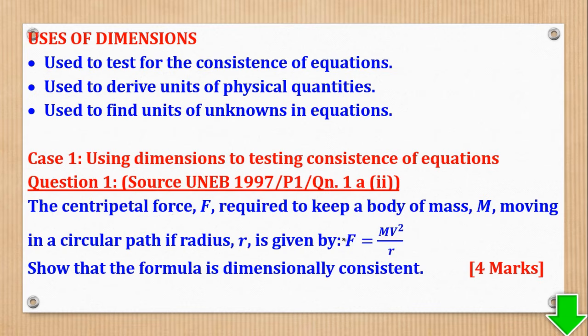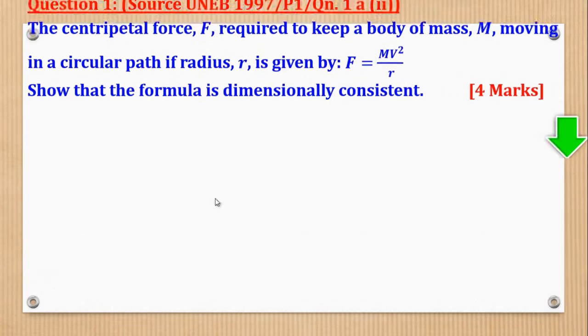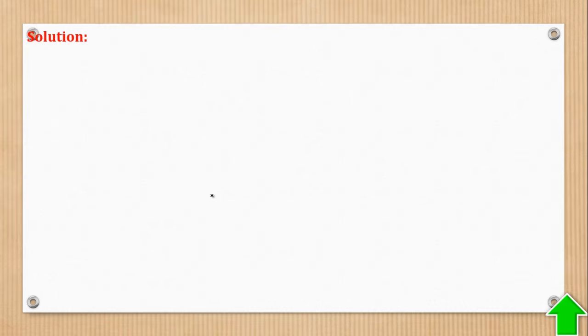Dimensionally consistent means the dimensions on the left hand side are equal to the dimensions on the right hand side. So we shall deal with each side and see if they are equal. Like I told you, if you want to get the dimension of F, you must put it in box bracket. Always remember that. The dimension of what you want to get, put it in a box bracket.